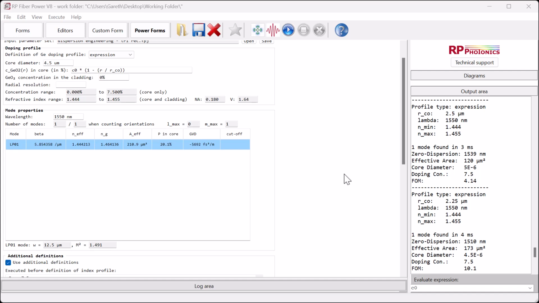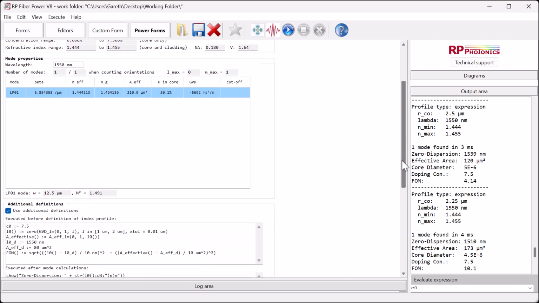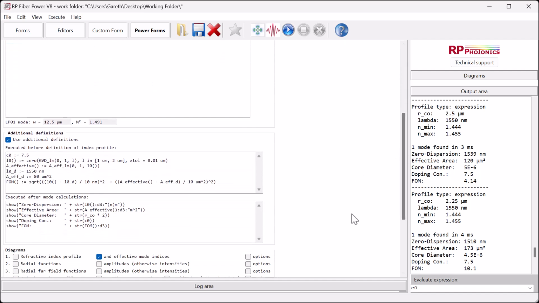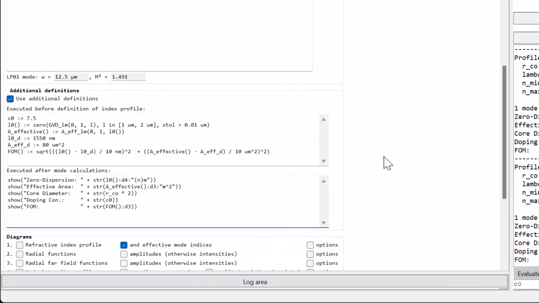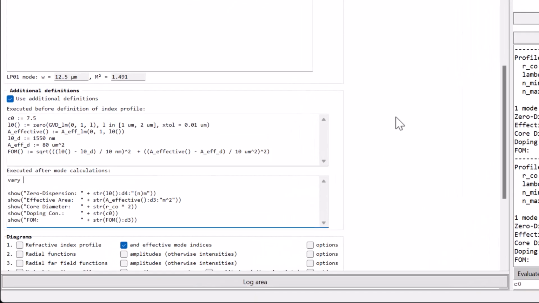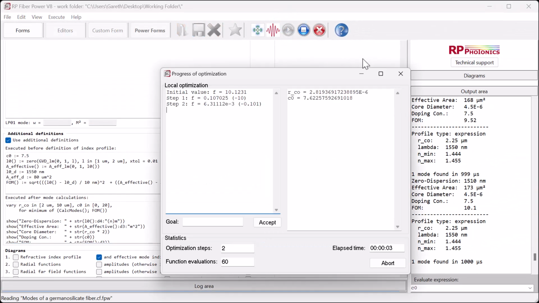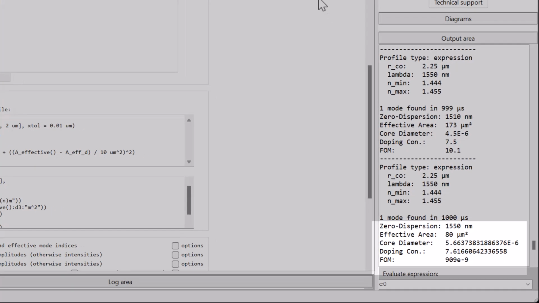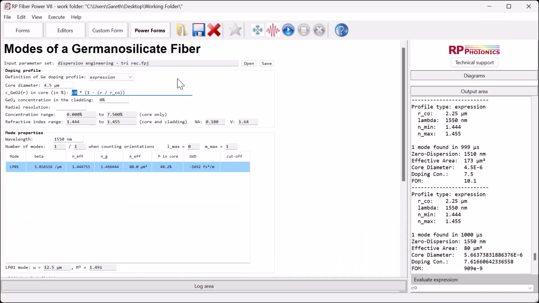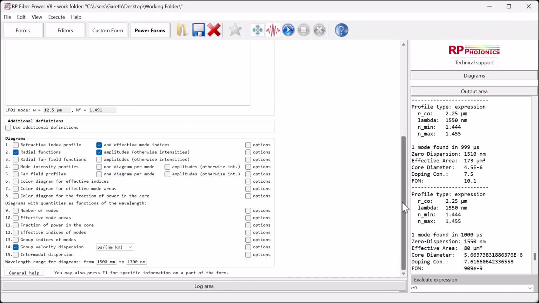We can now take this a step further by using the software to automatically find the optimal core radius and maximum germanium dioxide concentration. Using the vary command, we can vary the core radius between 2 and 10 microns and the starting concentration between 0 and 20%, aiming to minimize the figure of merit. For a core diameter of 5.66 microns and a doping concentration of 7.6%, we achieve an extremely low figure of merit. Let's input these values and review the results.